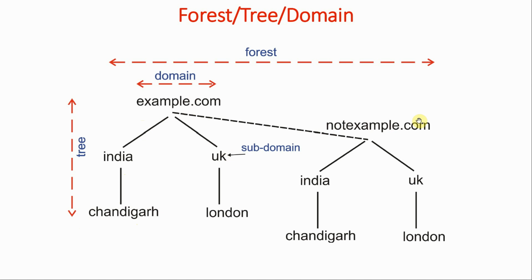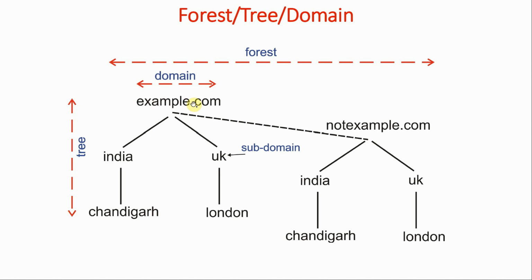Now suppose we have another tree, not example.com. Under that also India, UK, Chandigarh. That means chandigarh.india.notexample.com. Now this is one tree, and this is another tree. This is called a forest, that is a number of trees. Normally 2 trees or 3 trees are implemented when one company already exists and we have acquired a second company. There we will be using this type of structure.